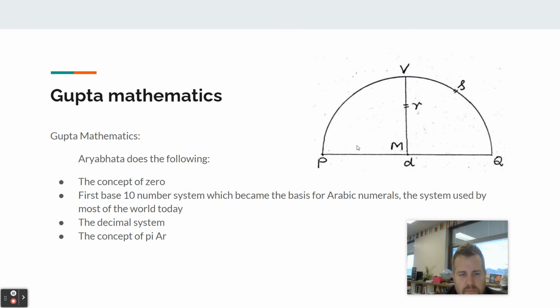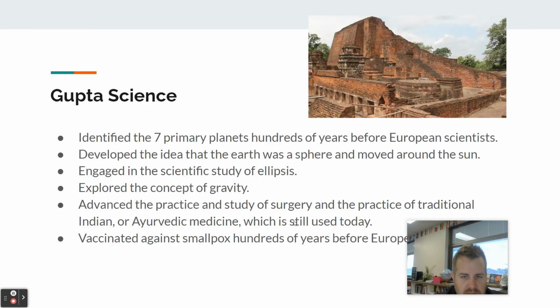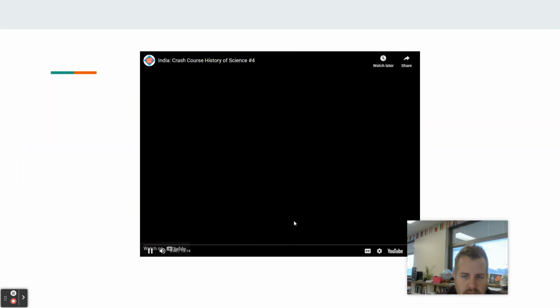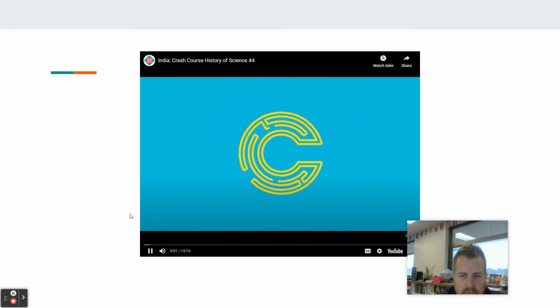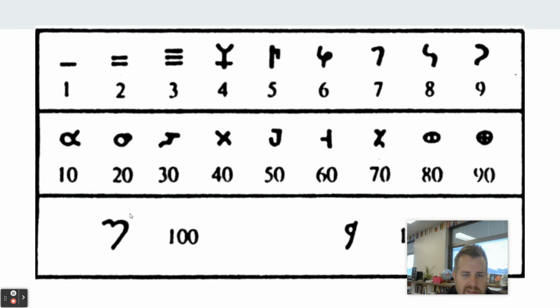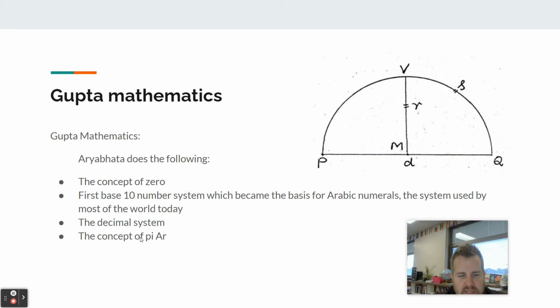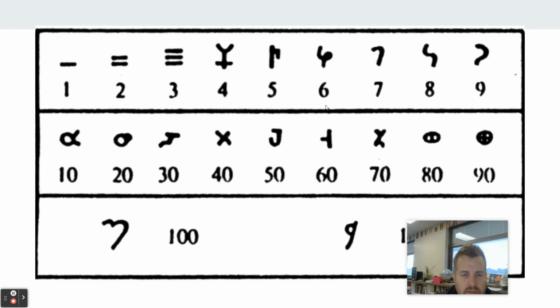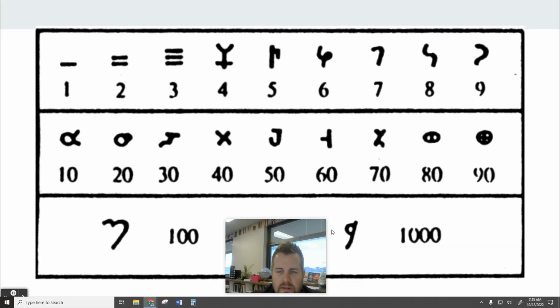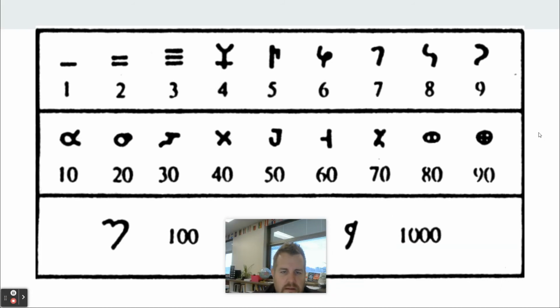Gupta mathematics was important. You can see the different parts here. The concept of zero, the first base 10 number system. We watched a little bit of a video on that, which is right here. Feel free to watch it again if you zoned out during it. They came up with a decimal system, and then this concept of pi, 3.14, and a bunch of other numbers. Here's an overview of what those numbers and writing system looked like for the various mathematical stuff.